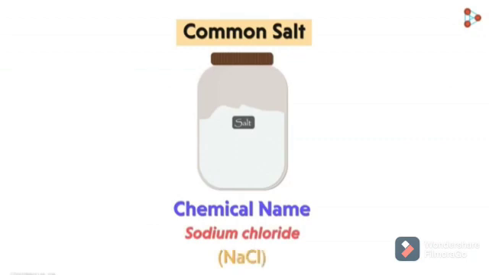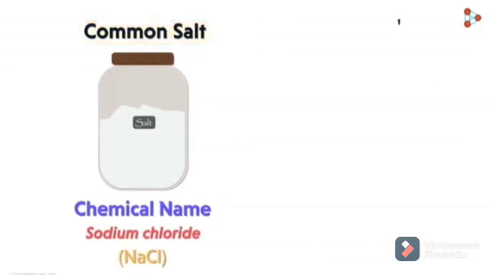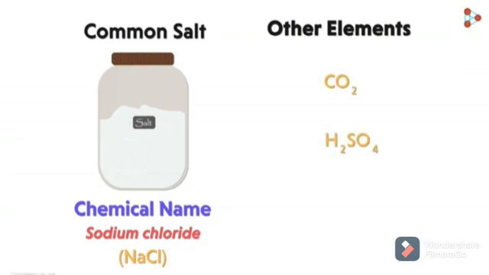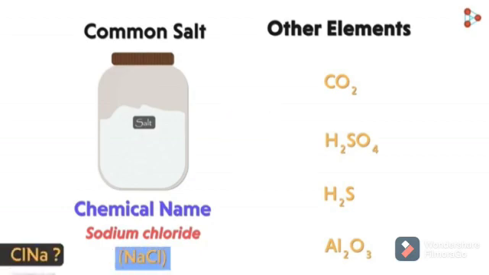Its chemical formula is NaCl. Similarly, other elements are also there and they have their symbols, like carbon dioxide, sulfuric acid, hydrogen sulfide, and aluminium oxide. So, why are we writing numbers with them? What is the purpose of writing numbers?